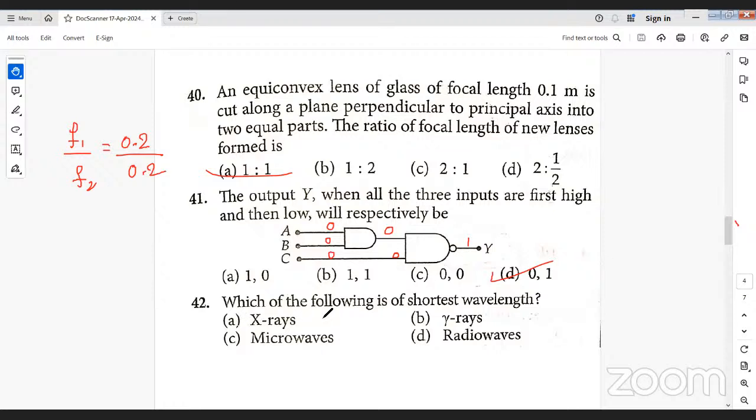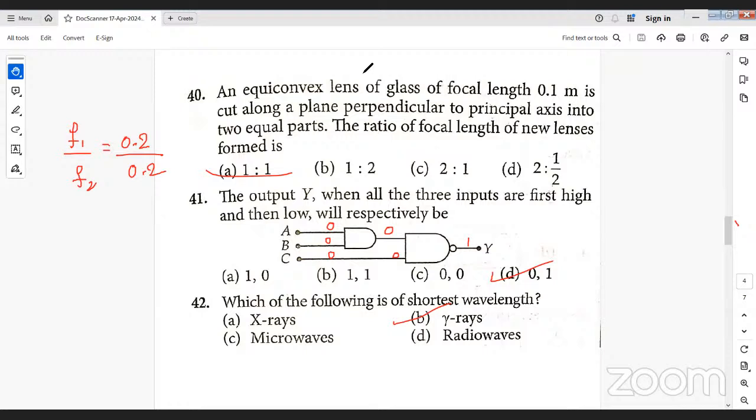Yes, the next question. Which of the following is the shortest wavelength? So which of the following is the shortest wavelength, students? While solving questions, we have done so many questions based on this. X-rays, gamma rays, microwaves, radio waves. Which is having the shortest wavelength? Don't remember? So gamma rays are having the shortest wavelength. Okay, gamma rays are having the shortest wavelength here. Okay, students.